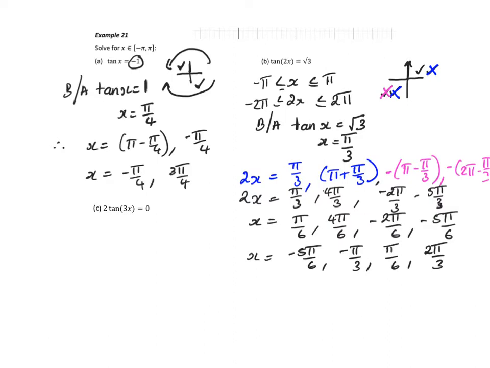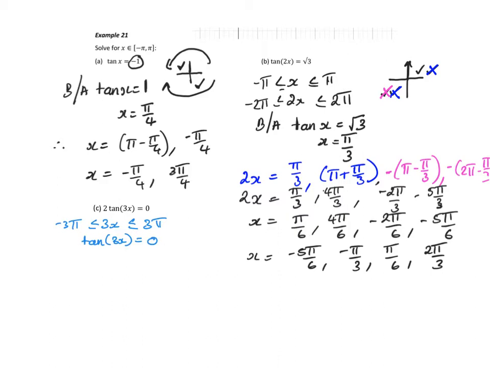Now the next one's a little bit unusual. Have a look at this. 2 tan 3x is equal to 0. Again, between negative pi and pi, but our domain has been stretched. So 3x is between negative 3 pi and positive 3 pi. We do need to change our equation here and get rid of that 2. So we've got tan 3x is equal to 0 divided by 2, which is still 0.